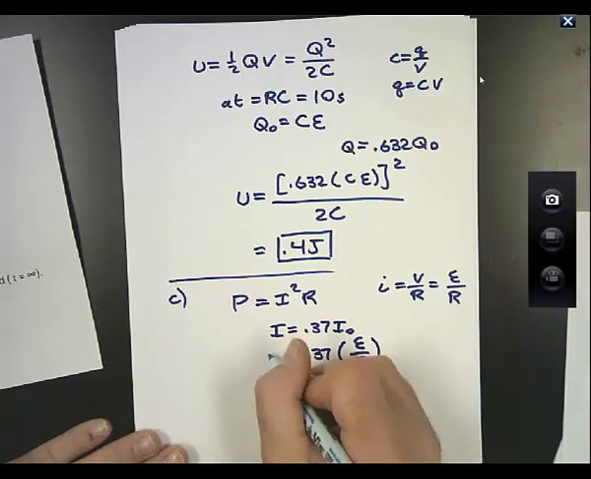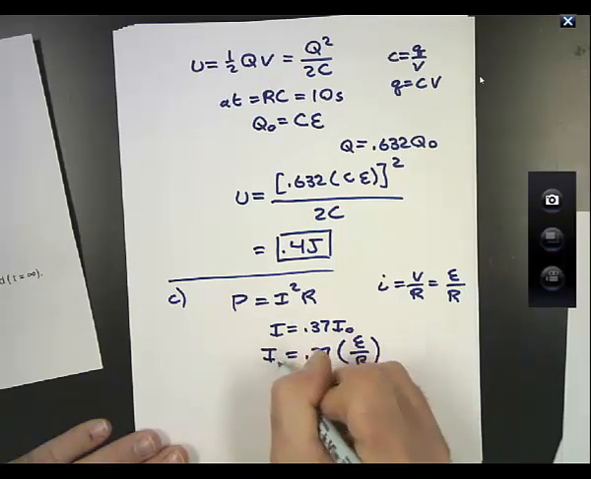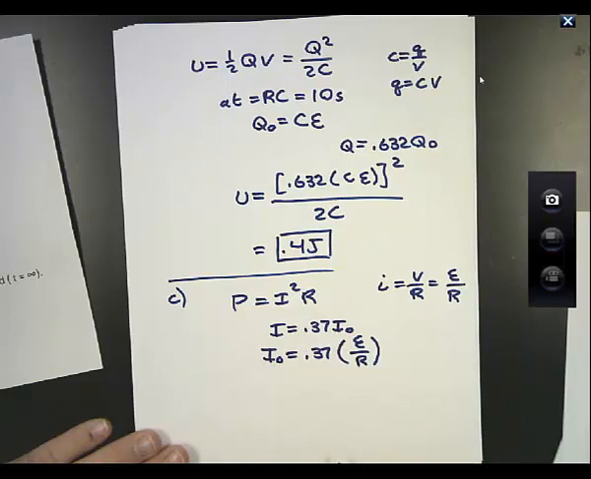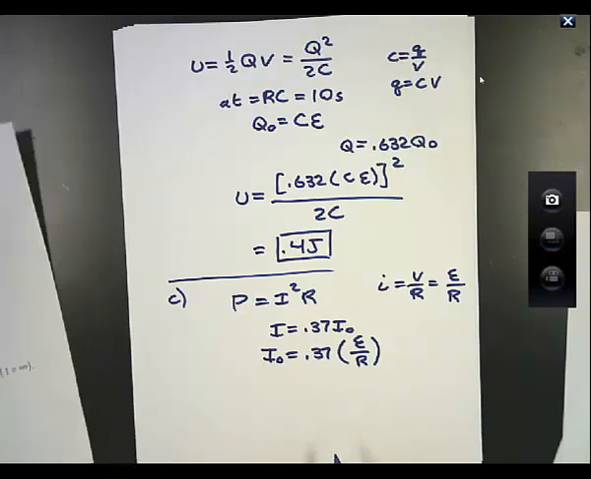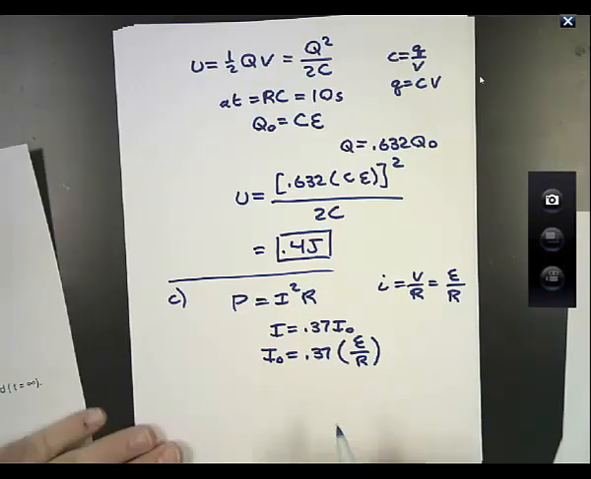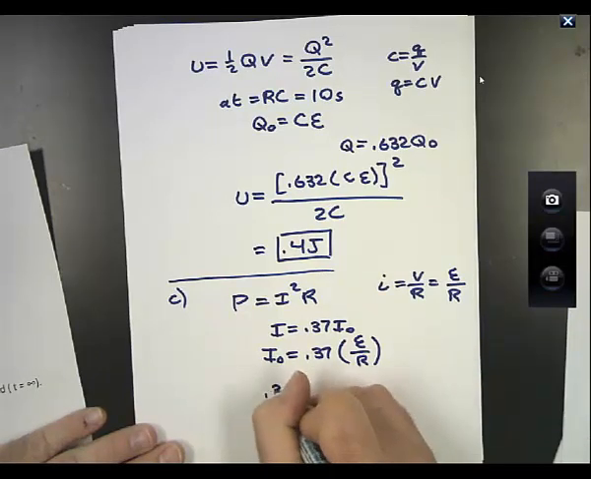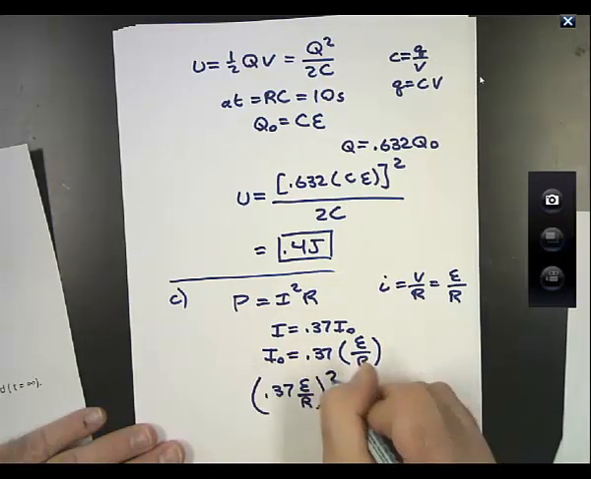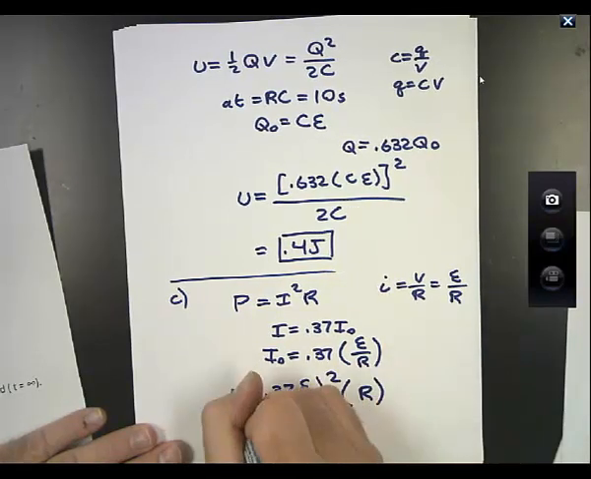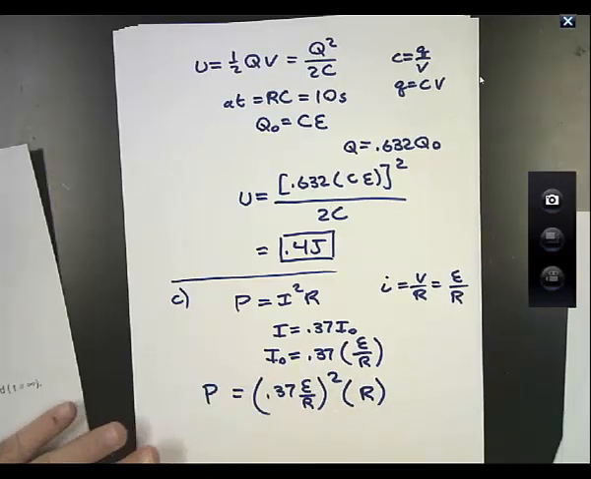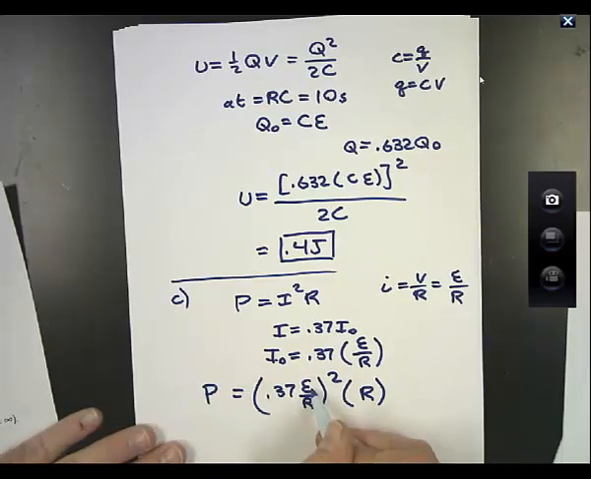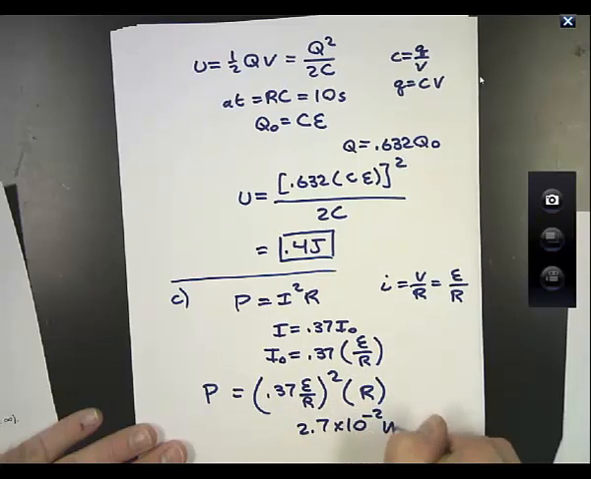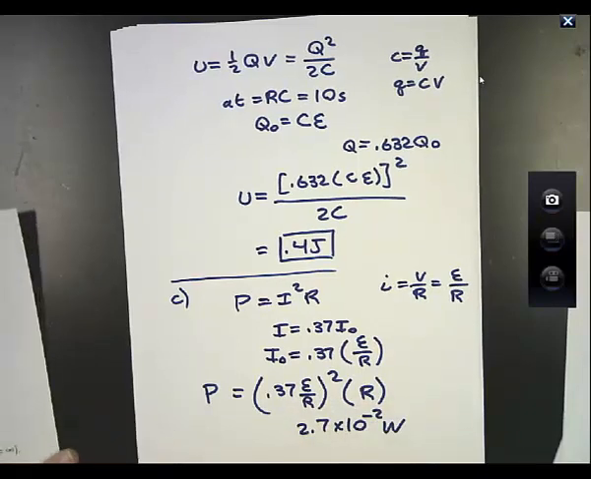Okay, so we've got the maximum current and we've got the resistance. So we're going to say 0.37 E over R, squared, times R. Go ahead and punch that through. E again is 200 volts. R is 200 kiloohms. See if you get 2.7 times 10 to the negative 2 watts, just like in my notes.